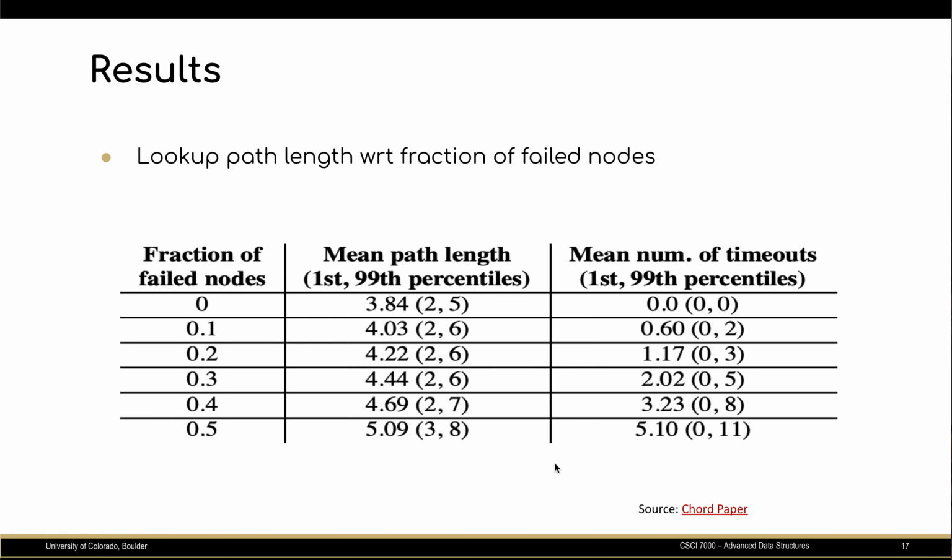Lookup path with respect to node failure is critical as well, because when nodes fail, we want to ensure that lookup cost does not degrade very rapidly. On the left side, we have the fraction of failed nodes: 0.1, 10%, 20%, even up to 50%. The mean path length does not degrade drastically. In case of no failure, the path length is 5 hops. In case of 50% failures in this setup, the path length is 8, which is pretty good.